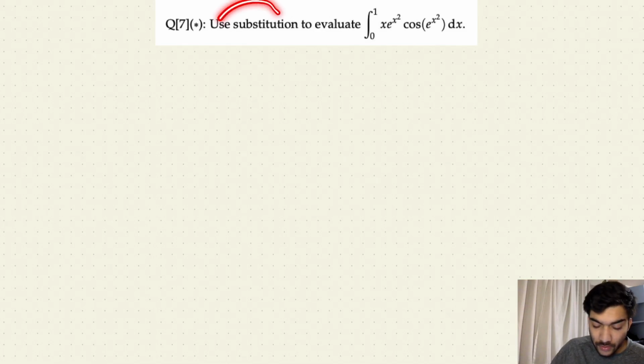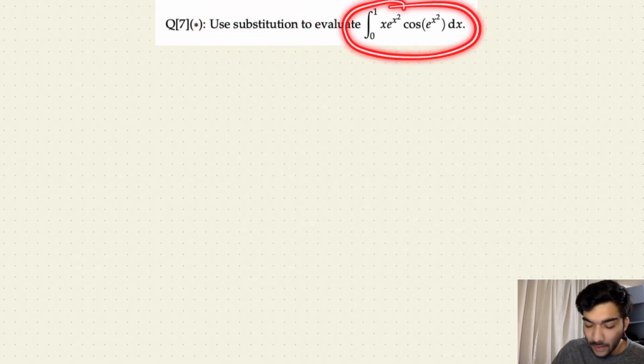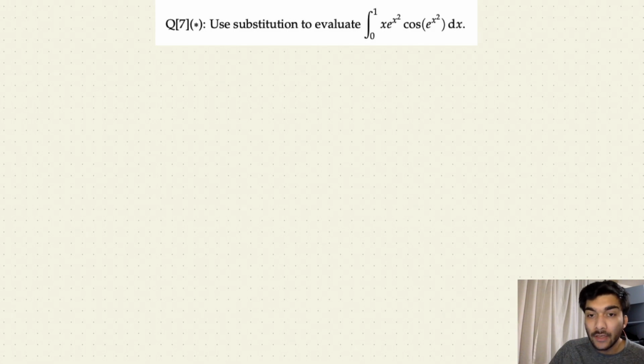So let's do one more question on using substitution and evaluating a definite or an indefinite integral. In this question, as it is explicitly mentioned that you have to use substitution in order to evaluate this definite integral, the way we approach substitution is we first identify the function and see if the derivative of that function is also present in that expression.